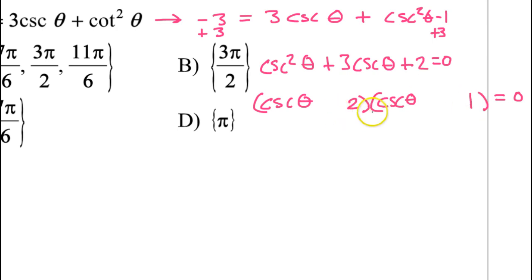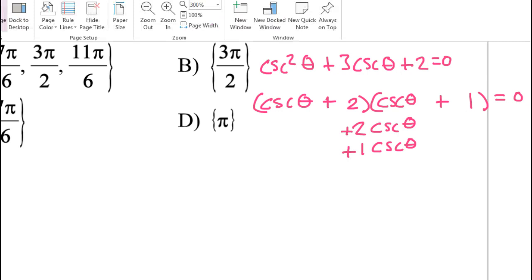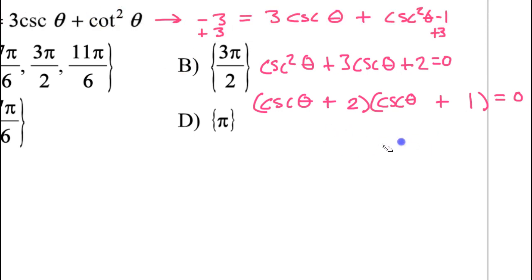Now the key to my method is the phrase inner plus outer equals middle. Inner, I have 2 cosecant theta. Outer, I'm talking about these two right here, 1 times cosecant theta is just 1 cosecant theta. These have to add up to the middle term, which is 3 cosecant theta. I will get that if I just let these be positive, and positive 2 times positive 1 is positive 2. So that works out great. So now we factored it.